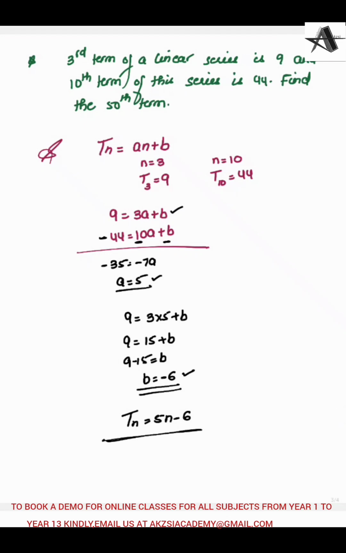Now finding the 50th term, that means we can put n equals 50. So on putting n equals 50, T50 is 5 into 50 minus 6, that is 250 minus 6, which is 244. So this is our 50th term.